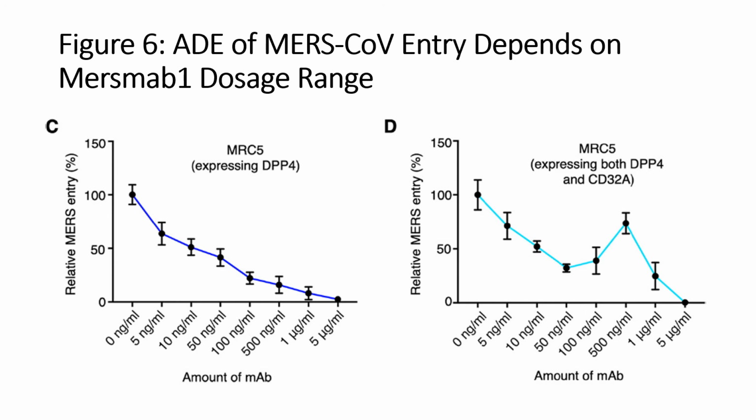So overall, Figure 6 shows the ADE of the MERS-CoV entry. It depends on the range of the MERS monoclonal antibody dosages and on the expressions of the viral and the Fc receptors on cell surfaces.